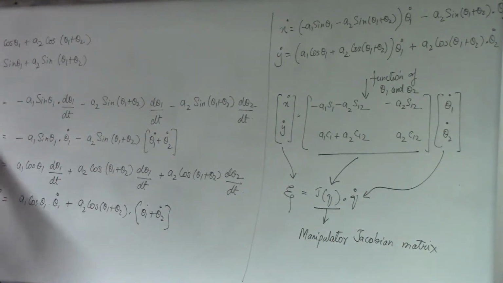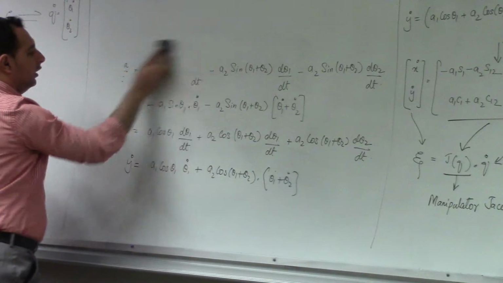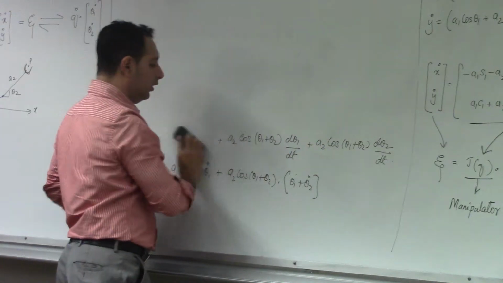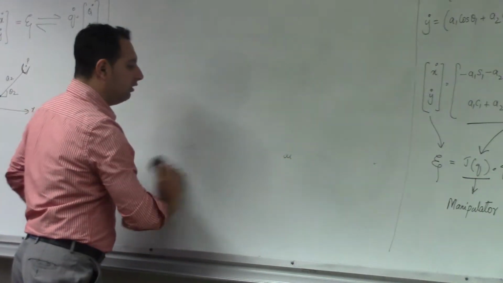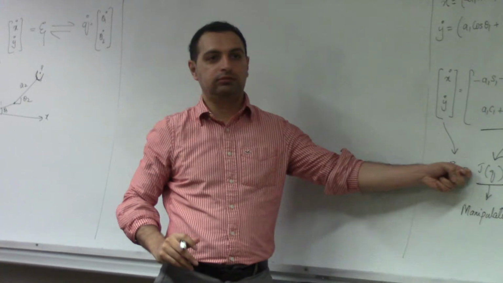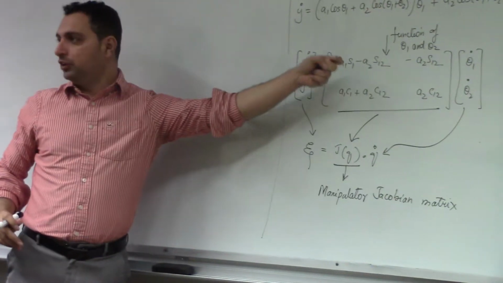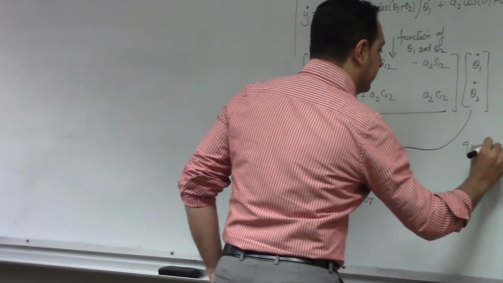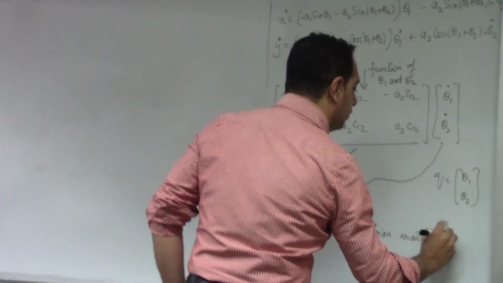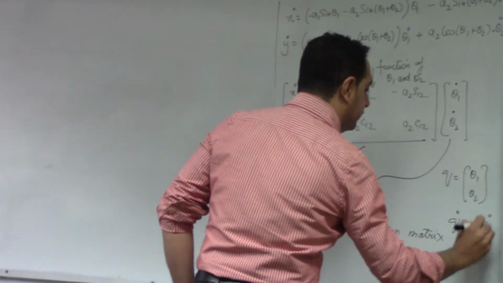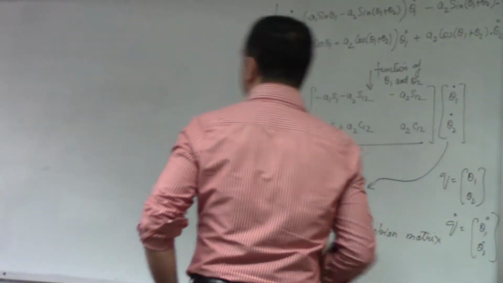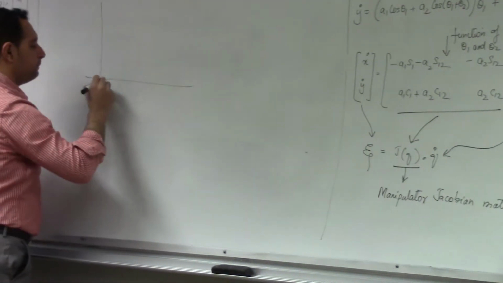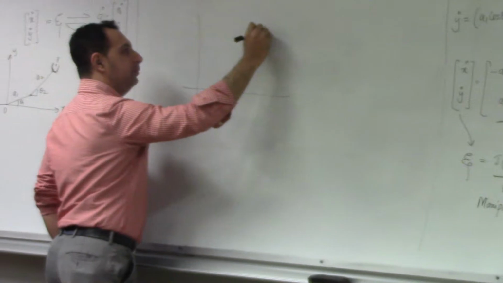Okay. Now, if you look at this expression, why do I write this as J of Q? Because it's a function of theta 1 and theta 2. Q is theta 1, theta 2. Q dot is theta 1 dot and theta 2 dot. So if you have a position here like this, let's say this is a point P in space.